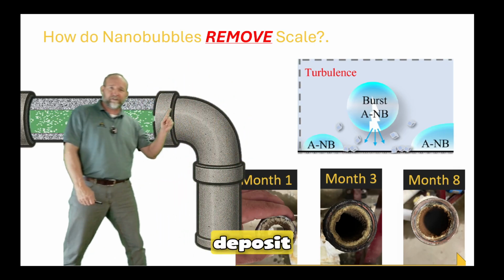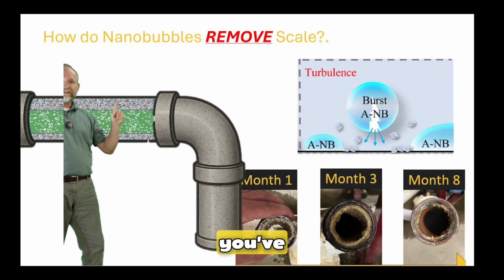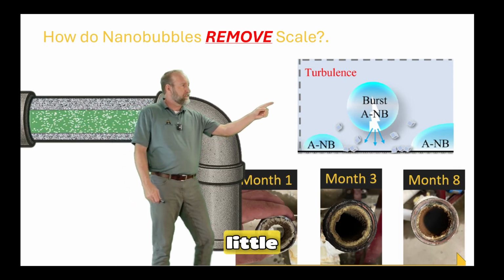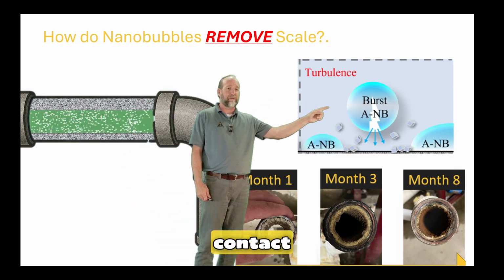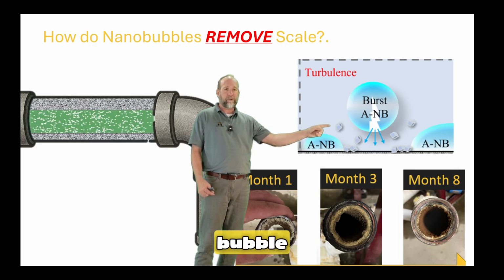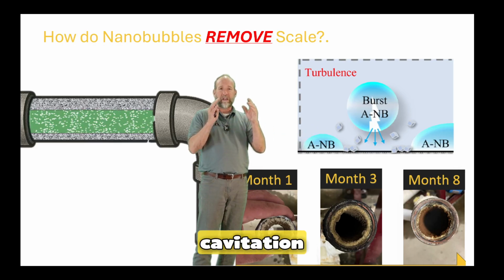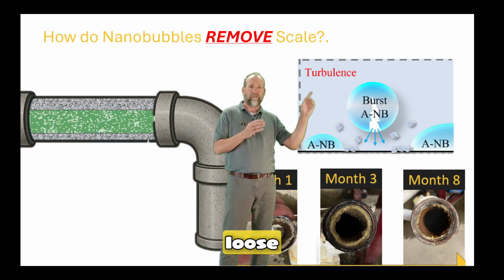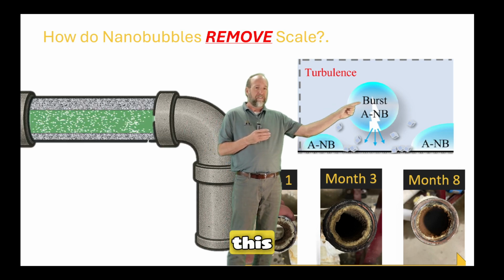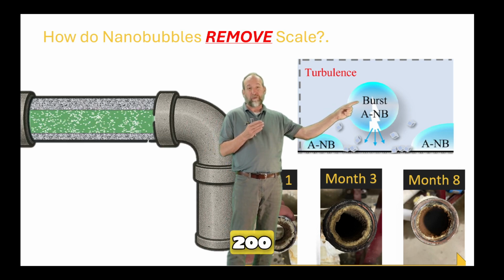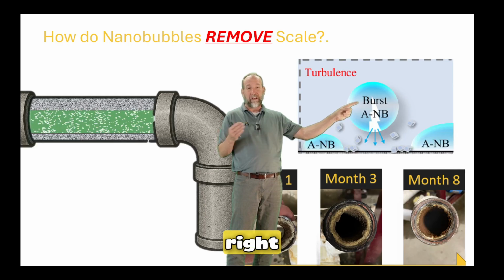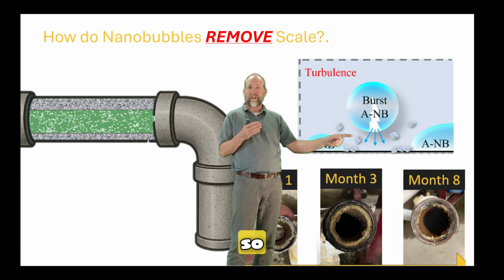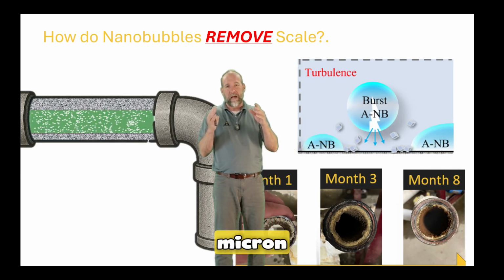Okay, so you've got this deposit right here. I'm gonna move back for a little bit. You've got this deposit right here of scale. What actually happens is as these little tiny microscopic nanobubbles come in contact with that scale, when the nanobubble bursts, there's a little tiny microcavitation there, a little micro explosion that breaks a little tiny piece of the scale loose. And if you think about it, this little nanobubble is less than 200 nanometers in size, right? So very, very, very tiny. These little pieces here are even tinier. So this is happening at a sub-micron level, okay?